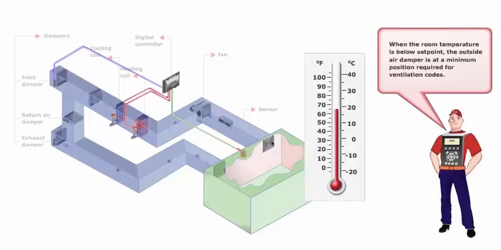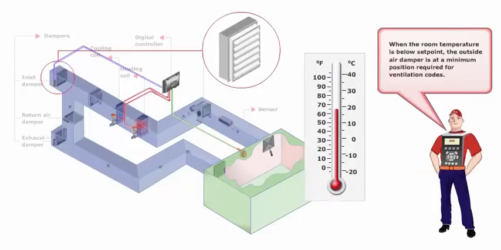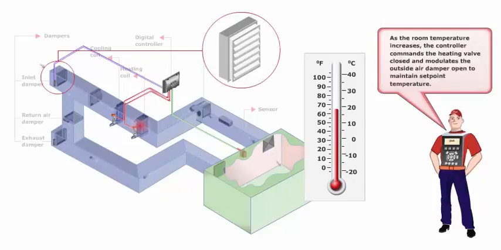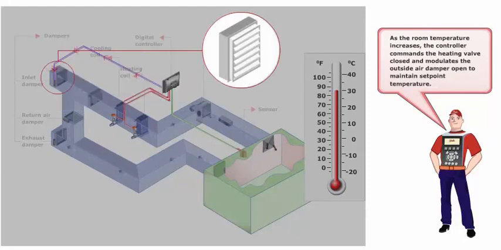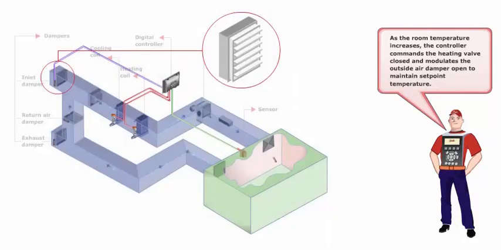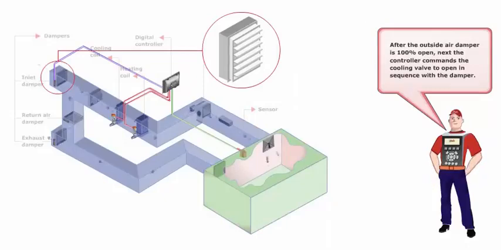When the room temperature is below set point, the outside air damper is at a minimum position required for ventilation codes. As the room temperature increases, the controller commands the heating valve closed and modulates the outside air damper open to maintain set point temperature. After the outside air damper is 100% open, next the controller commands the cooling valve to open, in sequence with the damper.